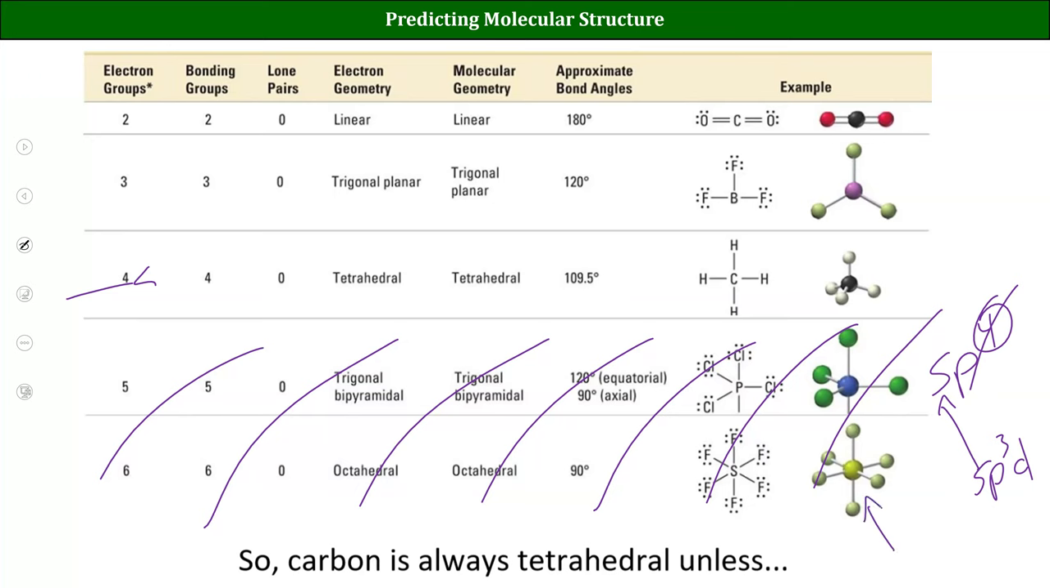And then if we had six electron groups, we have to use two pieces of the d orbital. So it'd be sp3d2, which is the exact reason why you will never see anything in the second row of the periodic table have more than eight electrons. There is no d orbital to use. And if there's no d orbital to use, you can't get past tetrahedral or sp3.